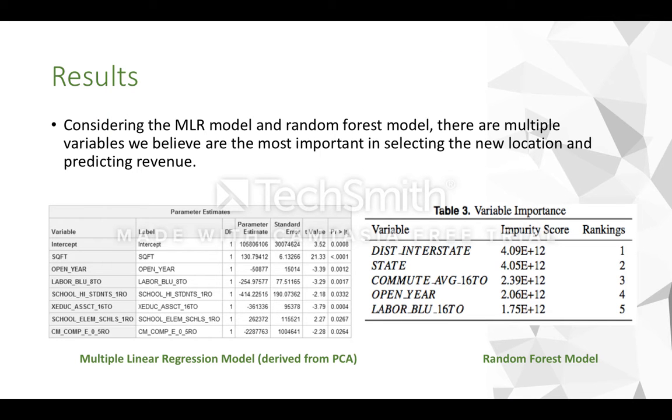So a little bit about our results. Considering our multiple linear regression model and the random forest model, there are multiple variables that we believe are the most important in selecting the new location and predicting revenue, and they're described below. Two that we find extremely important are open year, because it overlapped between both models, as well as the blue-collar labor within a certain amount of driving distance from the location. So we find those two variables extremely important, also including the other ones.